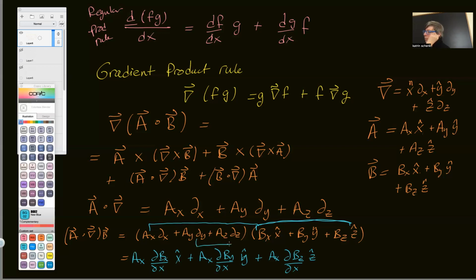Like when I apply the, oh, that's green. That was a bad color choice. I'm sorry. Like here, right? I would have to apply this guy to this whole thing, and I get a bunch of more terms. And then I could collect all the things proportional to X hat, and all things proportional to Y hat, to get all the components. But that's what A dot del is. So this is the ugliest of the product rules, I think. Yes, it's terrible. It's absolutely terrible.